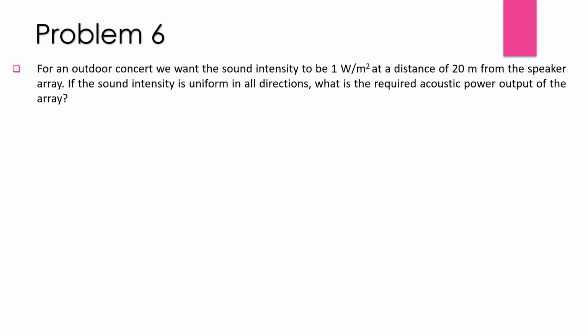So in this problem, we use the definition of intensity as power per unit area. And what we need to solve here is the power output of the array, which is denoted by P. So P is equal to the intensity times the area, where I, or the intensity, is given equal to 1 watt per meter square. Now the area in question is a hemisphere centered on the speaker array.